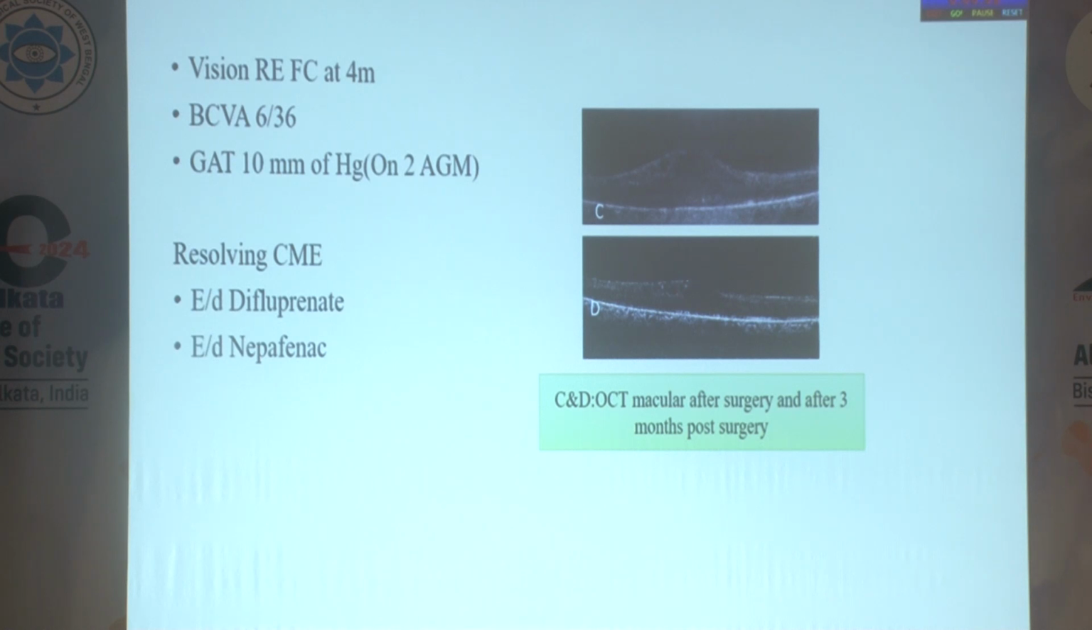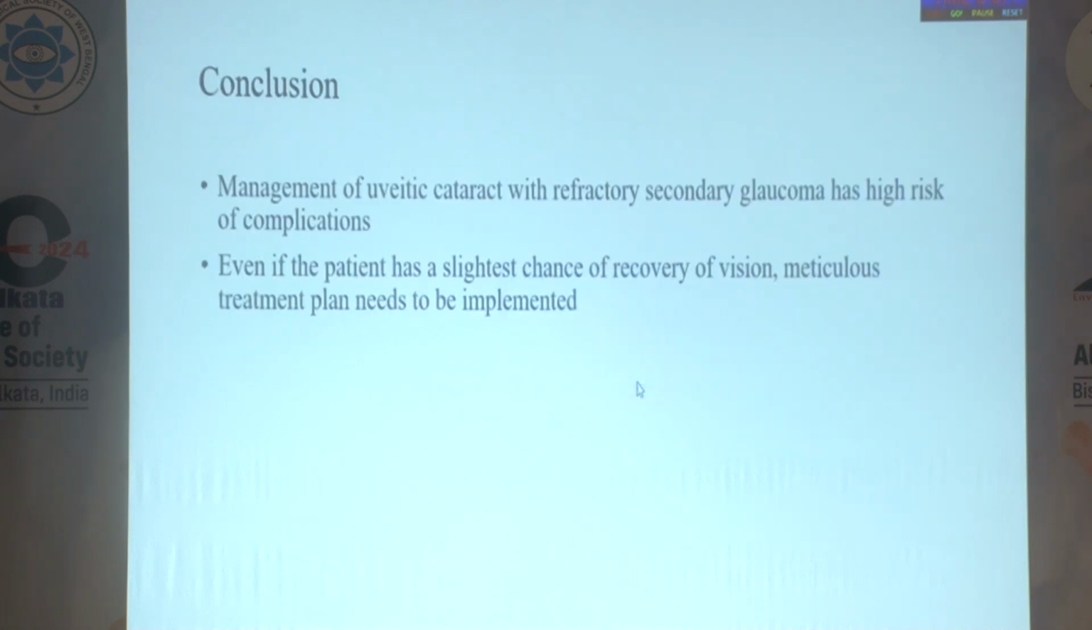that is 10 mm of Hg on 2 AGMs. With resolving CME, patient is on difluprednate and nepafenac. We could see the OCT pictures showing resolving CME. So I conclude by saying that management of uveitic cataract with refractory secondary glaucomas has high risk of complications, and so a meticulous treatment plan needs to be implemented even if we have the slightest chance of recovery of vision. Thank you.